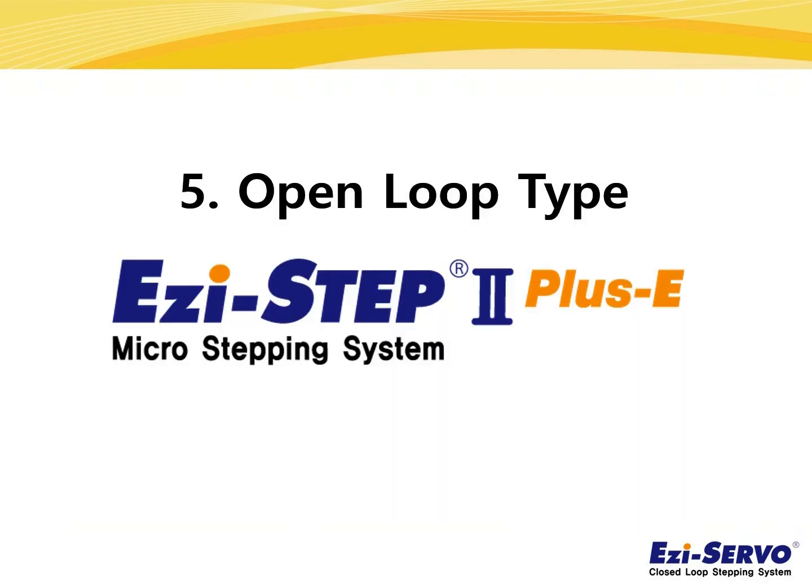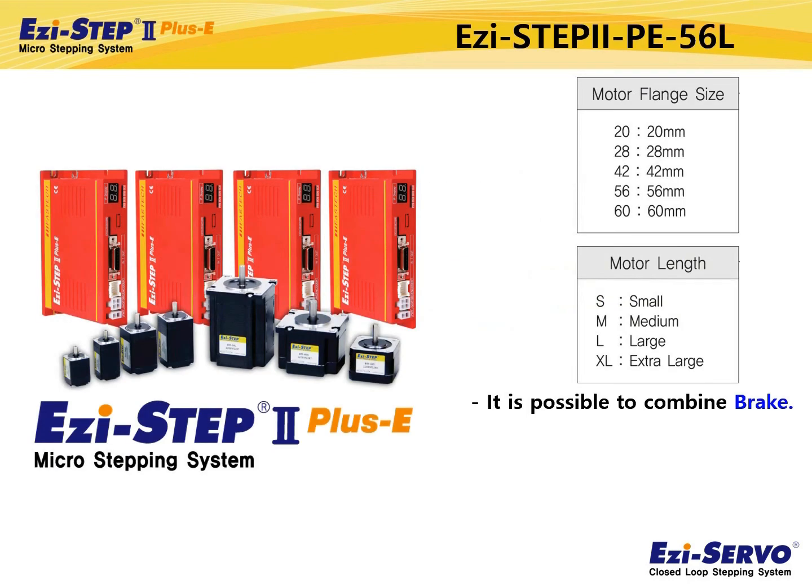The fifth product is an open-loop stepping system product, Easy Step 2 Plus E. STEP means a product line that operates as an open-loop stepping system without an encoder, and PE means embedded controller with Ethernet network. This is motor size and motor length.